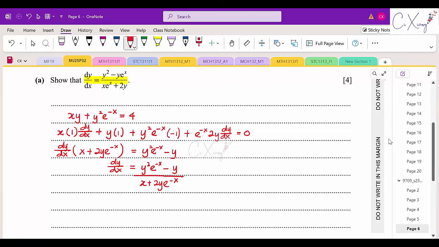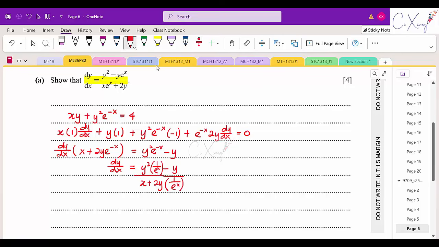But if you try to compare what we get here with what they want us to show in the question, they don't have any e power negative x, but they're having e power x. So you have to think of a way to make the e power negative x disappear here. Alright, so we're having e power negative x here, right? If you rewrite again, you will be having 1 over e power x. Same thing happens for this one, you will be having 1 over e power x.